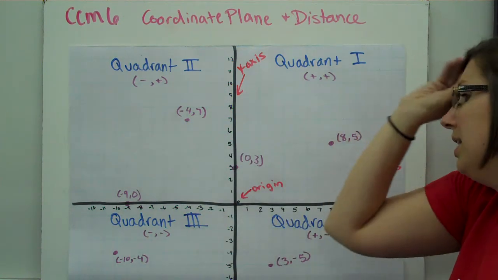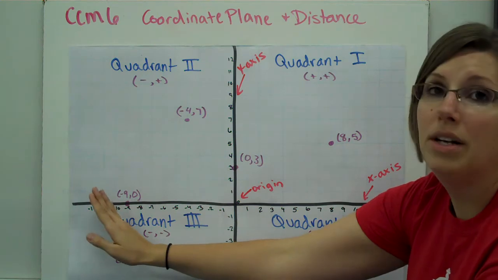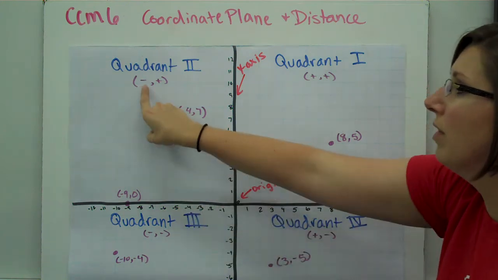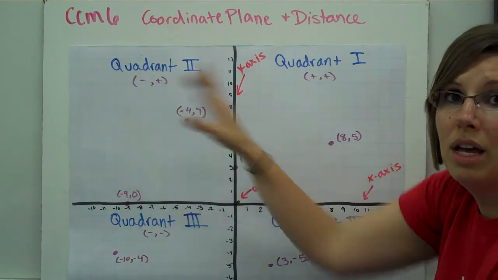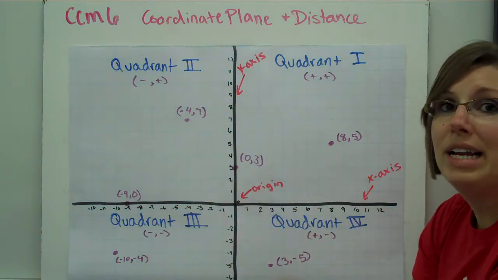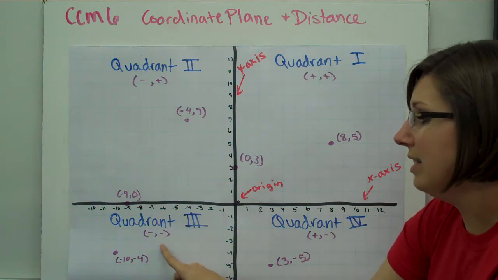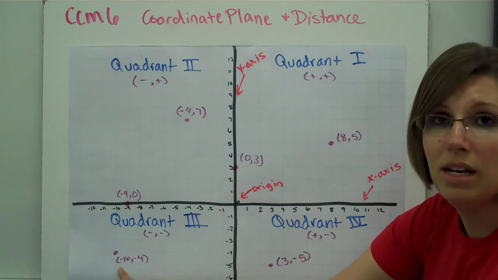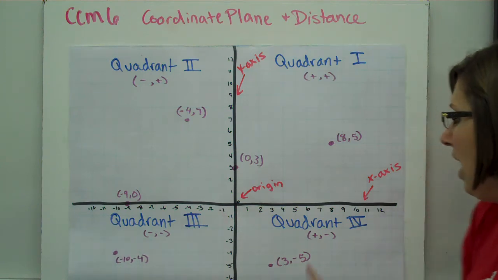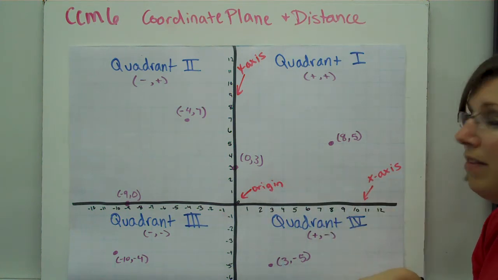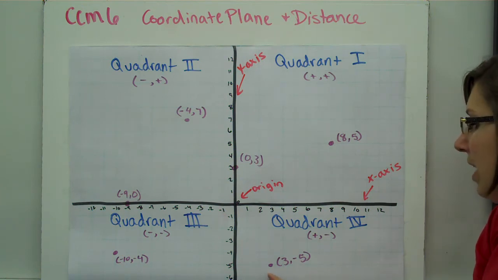Quadrant 2 is made up of negative numbers on the x-axis, but positive numbers on the y-axis. So the first number will always be negative, and the second number in the coordinate will always be positive. In quadrant 3, we have negative numbers on the x-axis and negative numbers on the y-axis. So if I was to plot this point, it's (-10, -4). Quadrant 4 is made up of positive numbers on the x-axis, but negative numbers on the y-axis. So this point down here is (3, -5).